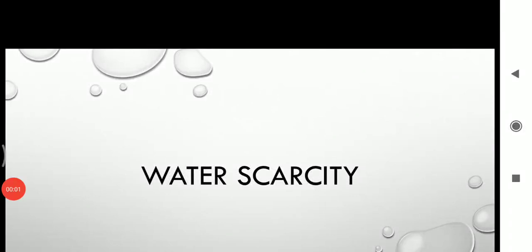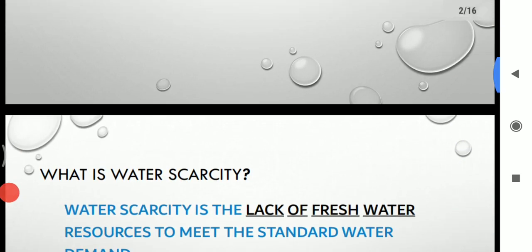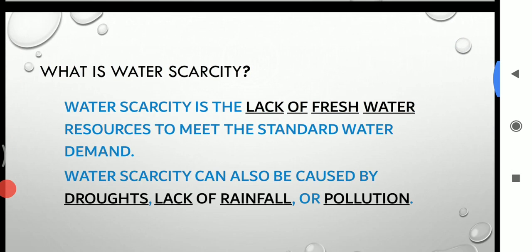So let us see the water scarcity. Water scarcity is the major factor. It is one of the fundamental requirements of any living organisms in the world. What is water scarcity? Water scarcity is the lack of freshwater resources to meet the standard water demand.